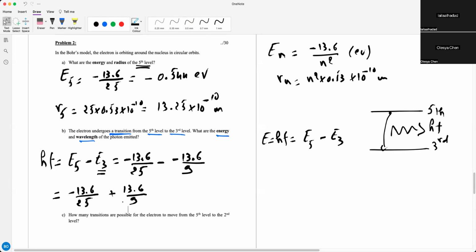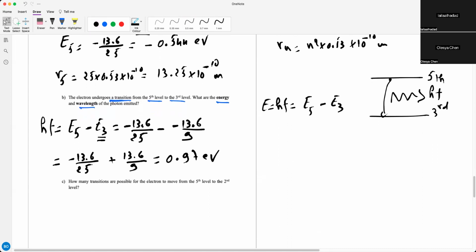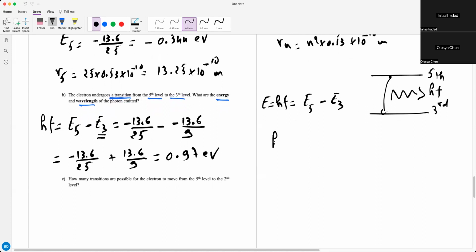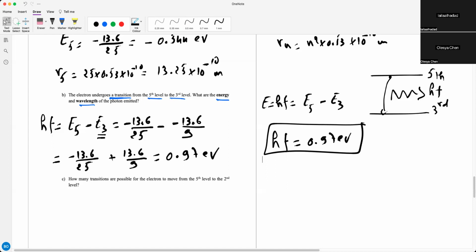13.6 divided by 9. So we will do the calculation. So it is 0.97 electron volt. This is the energy of the light. So the light's energy is 0.97 electron volt. Okay, so now my question, how can I calculate the wavelength of this light?